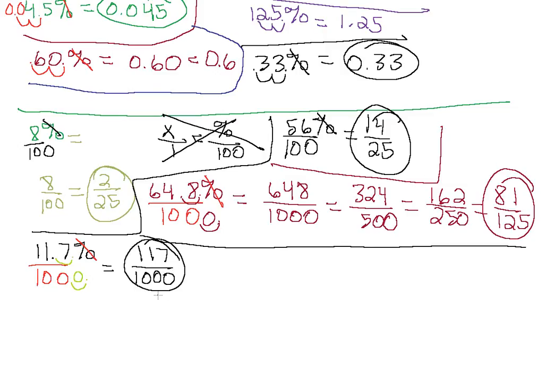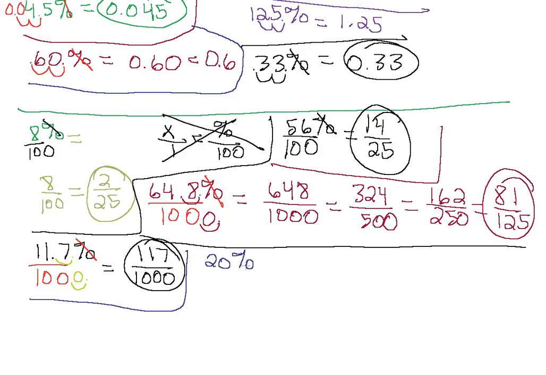Now leaving a fraction over 1,000 instead of 100 is actually perfectly fine. 117 and 1,000 have no common factors, so no simplifying can be done. While it's an ugly looking fraction, this is actually the fraction form of 11.7%. Okay, so don't get excited when you see that. Let's take a look at a nice round number.